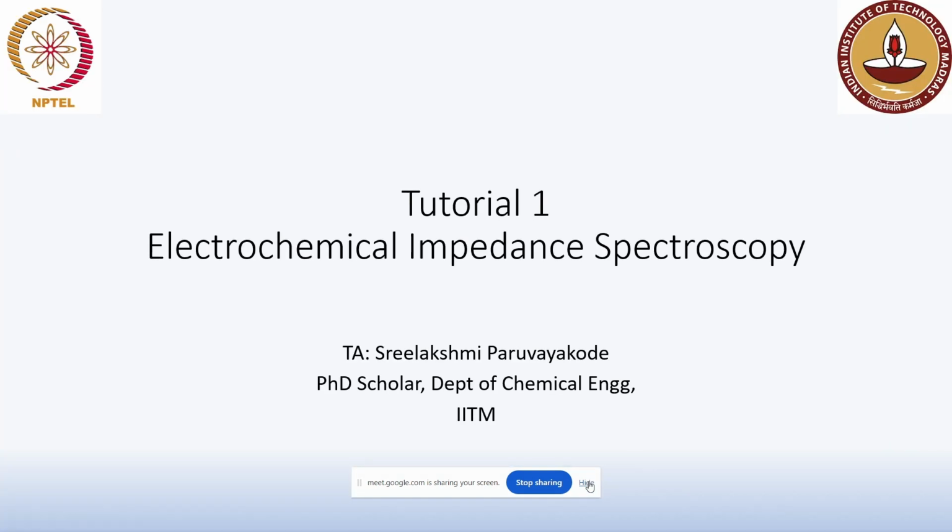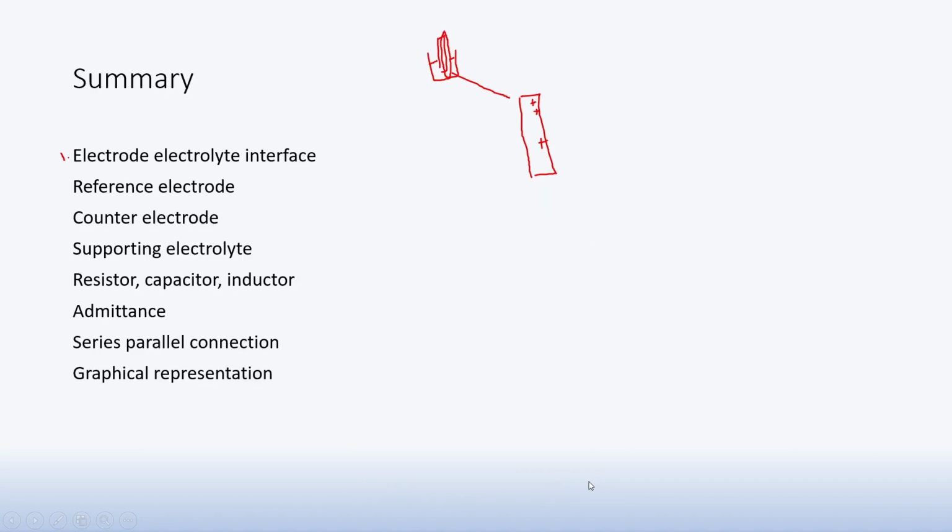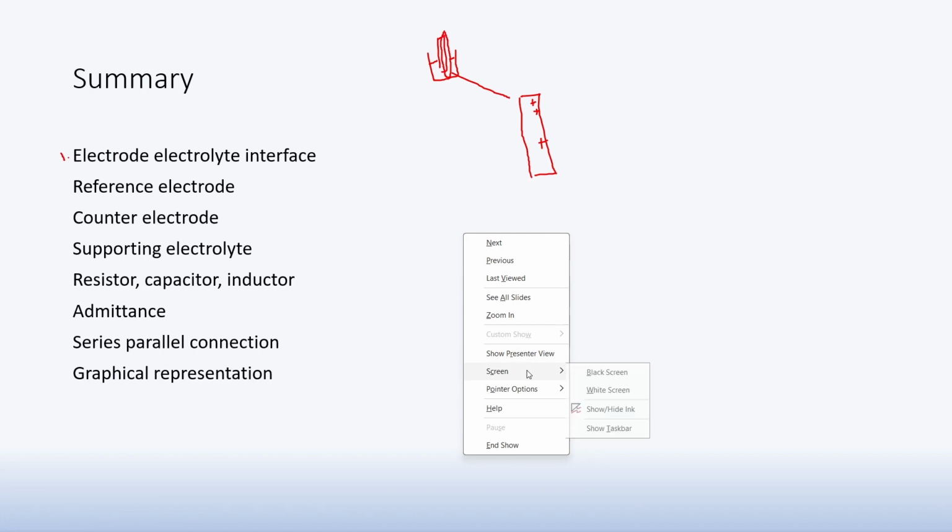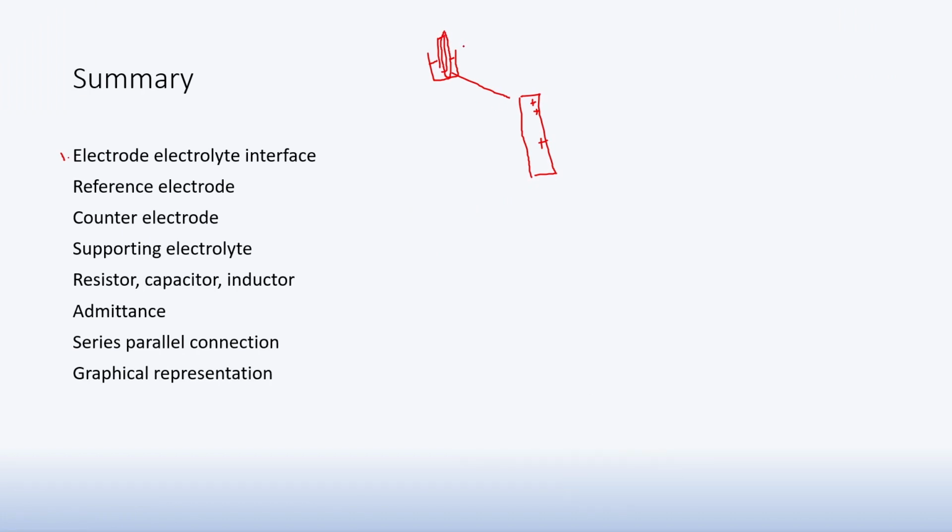Thank you. Yeah, so we'll start today's class. So first we'll go through the summary of what was taught in the last class. So if an electrode is immersed in an electrolyte, I'm just showing what will happen in the electrode-electrolyte interface. This is the electrode, and it is immersed in an electrolyte. At the interface, there will be some kind of charge separation happening within the electrode.